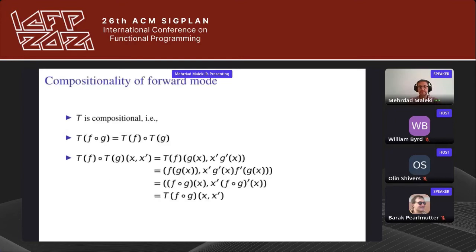The good thing about T is that T is compositional. It means T applied to the composition of f and g, f ∘ g, is the composition of T of f with T of g, and there is a super proof of this fact.